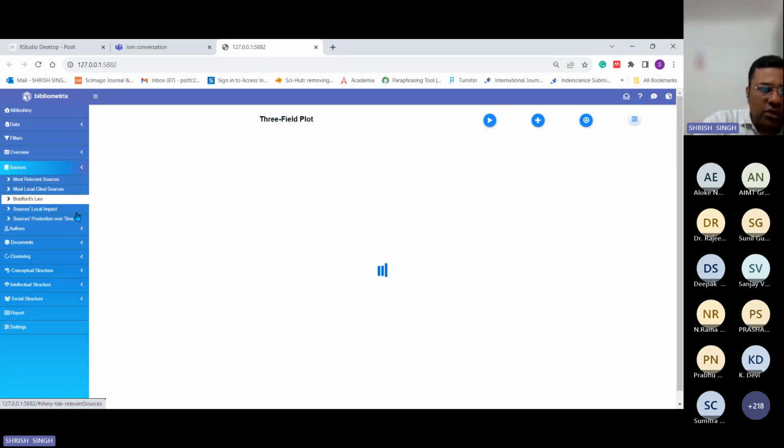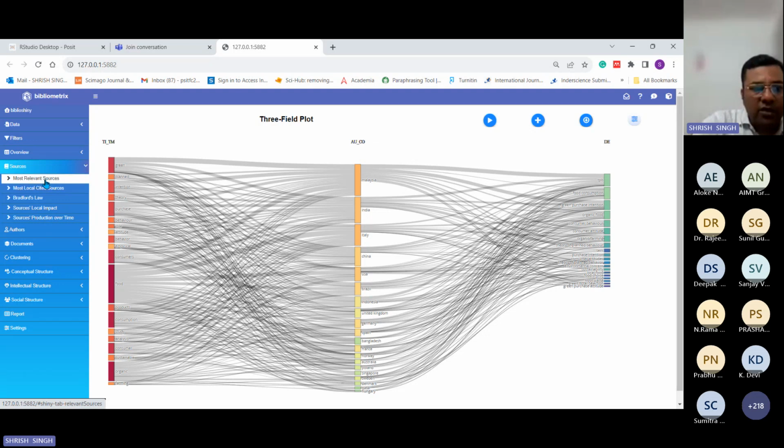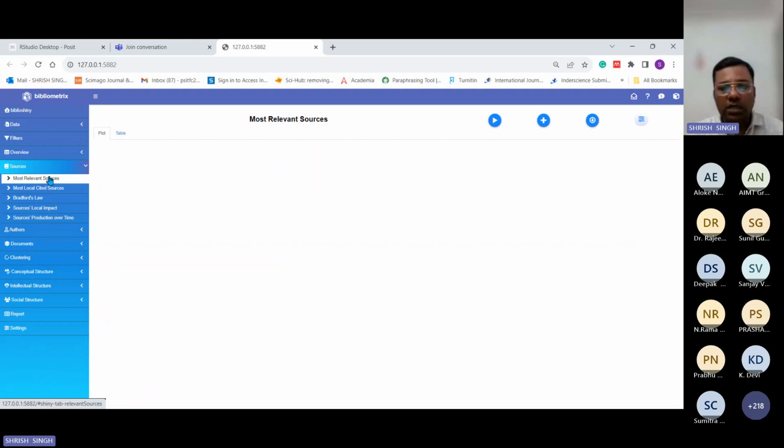So in sources, you will be having again some metrics. The first is most relevant source. So if you are clicking on the most relevant source, you will find which journal is the most important journal of your particular area. So let me show you this thing once again. What is the most relevant sources? So you can have this thing in terms of plot, as well as you can use the table also, right?